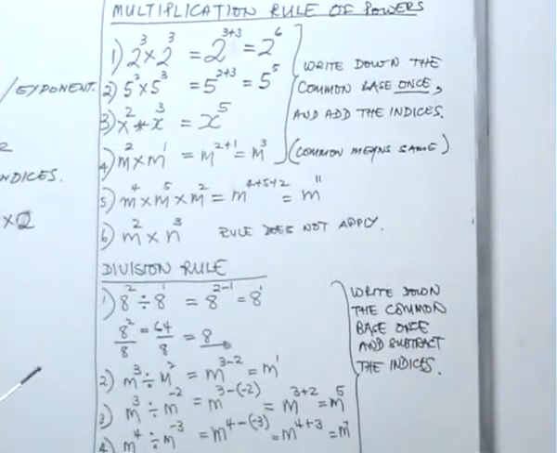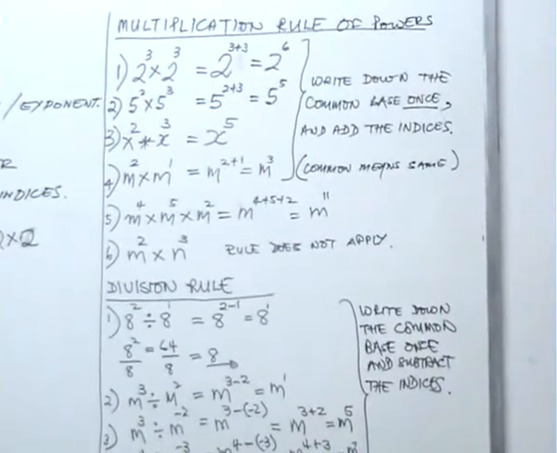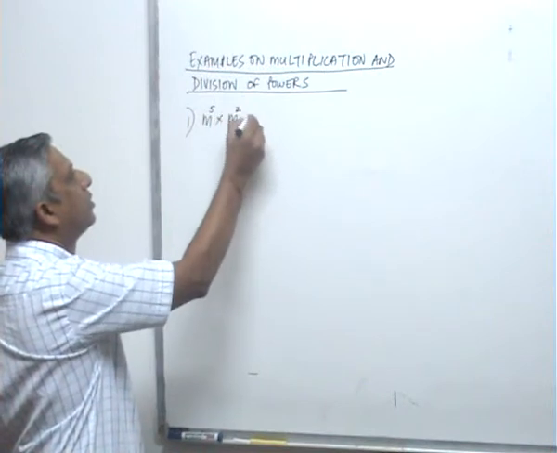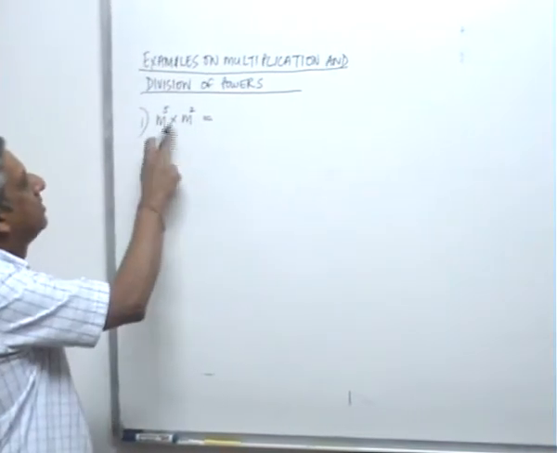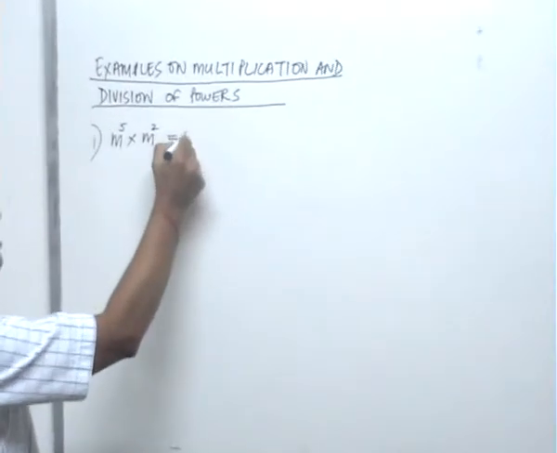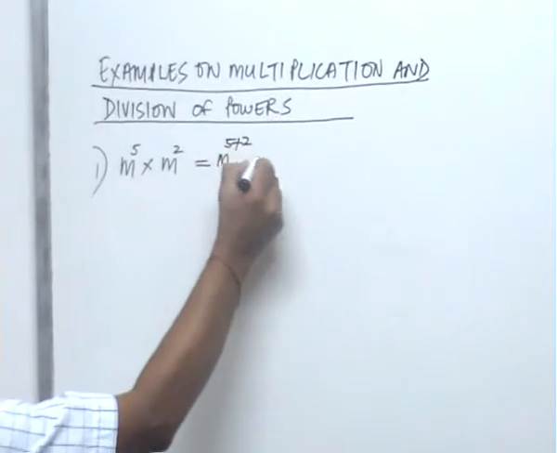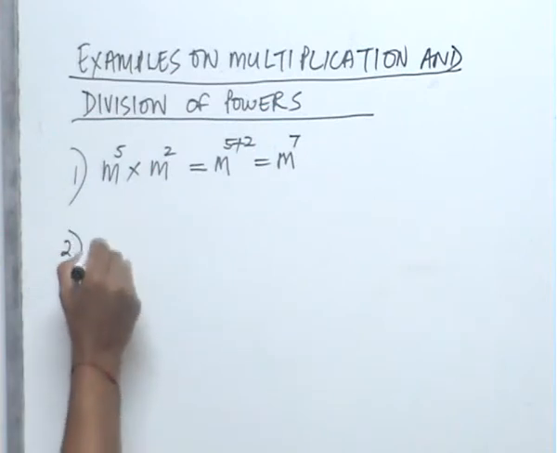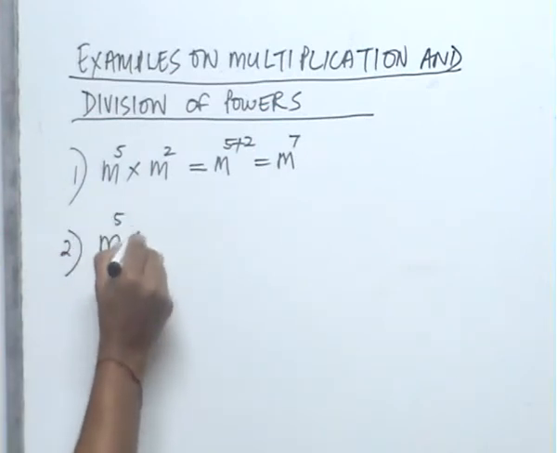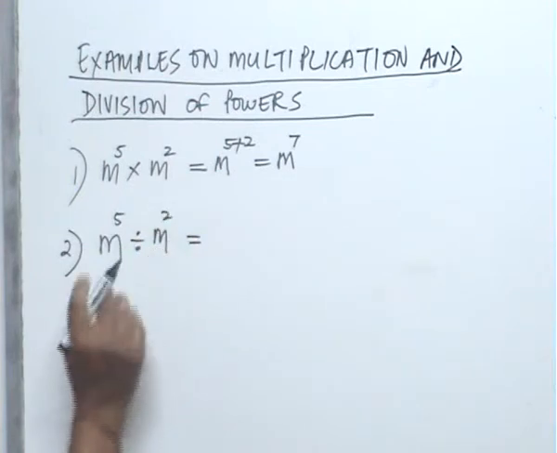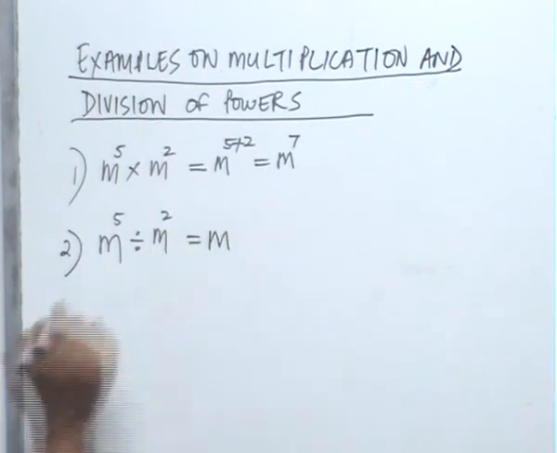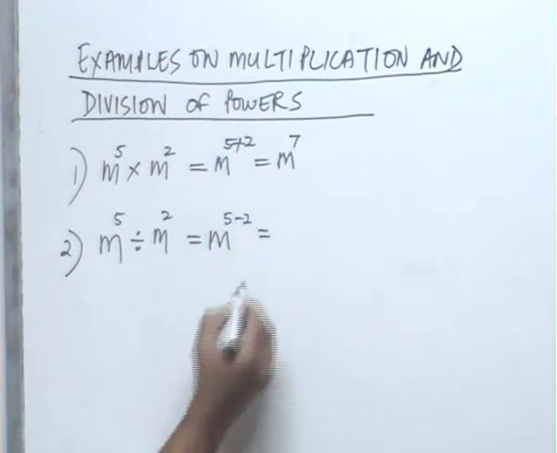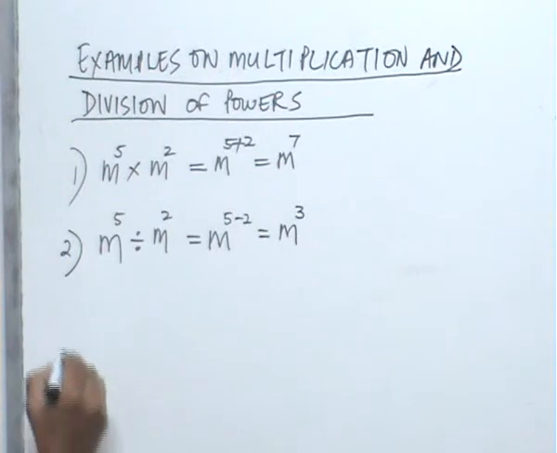Alright, let's move on to a little exercise now. Take the first example. m to the 5 times m to the 2. When you read this question, you'll say, well, this is multiplication, write down the common base once, add the indices, and the final answer is m to the 7. Take example 2. m to the 5 divided by m squared. Now you'll say, well, write down the common base once. This is division, therefore I must subtract the indices. 5 minus 2, and I'll get m to the 3.